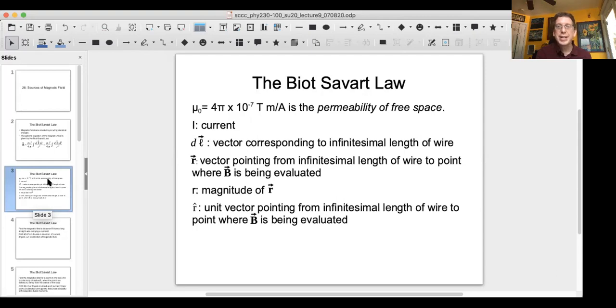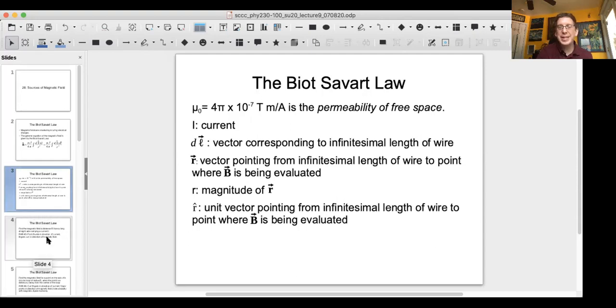So I is the current. dl is a vector corresponding to the infinitesimal length of wire. So it has a length dl, and how that looks in xy coordinates depends on the direction of the wire or the curvature of the wire, and we'll talk a little bit about that in a couple of minutes. The vector r points from the infinitesimal length of wire to the point where B is being evaluated. And r without any arrow or a hat is just the magnitude of the r vector. And then r hat is the unit vector, so its magnitude is exactly 1, and it's dimensionless.